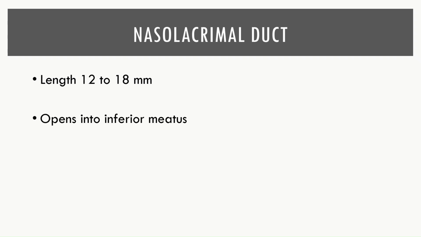Nasolacrimal duct. The lacrimal sac continues as the nasolacrimal duct, which is around 12 to 18 mm long and opens into the inferior meatus of the nose. The opening is guarded by a mucosal fold called the valve of Hasner.